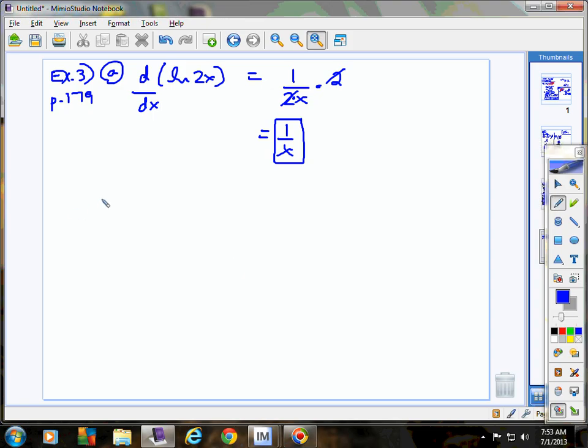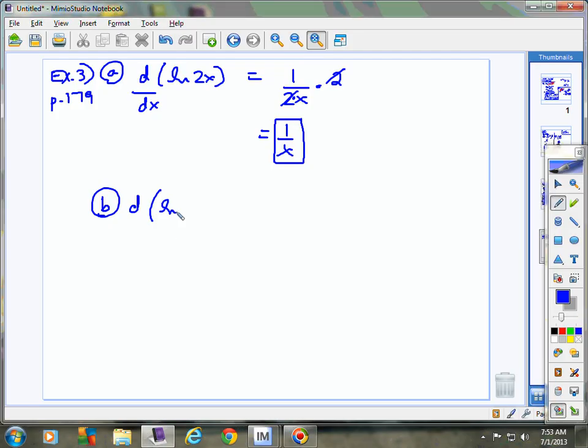Alright, I want you to try this part without looking at the book solution. Find the derivative of ln of x squared plus 3.